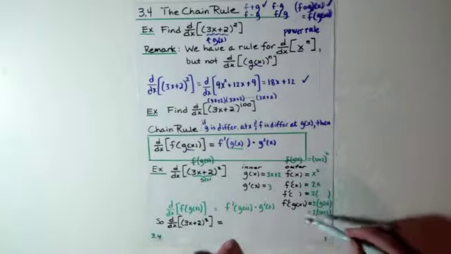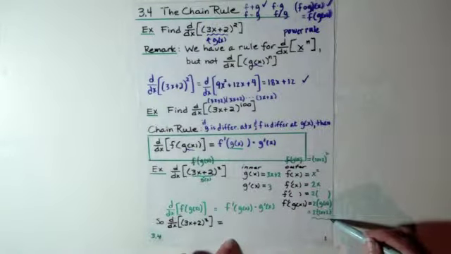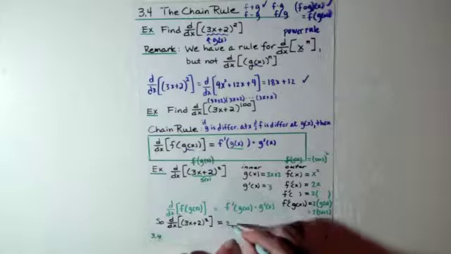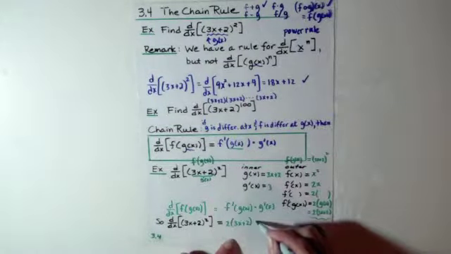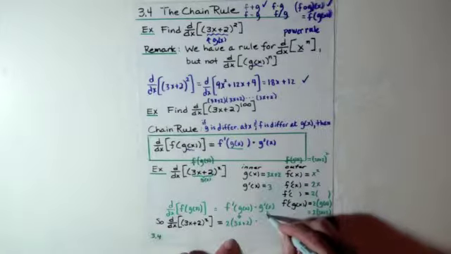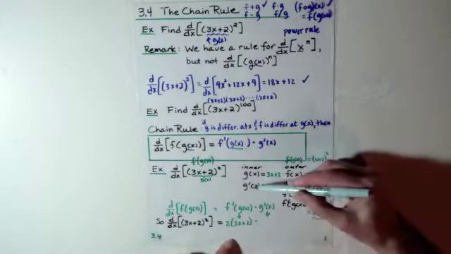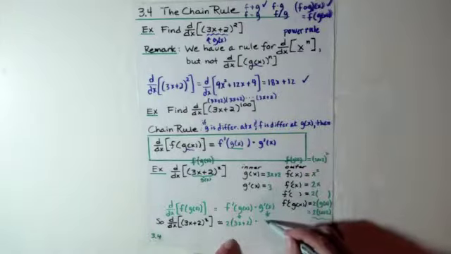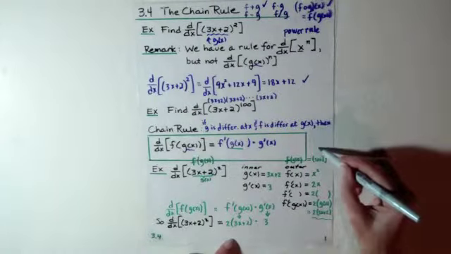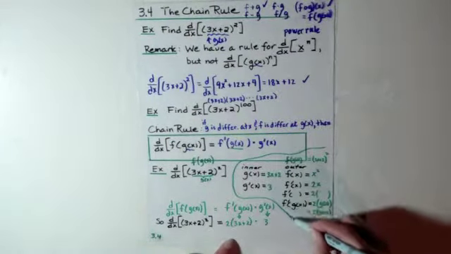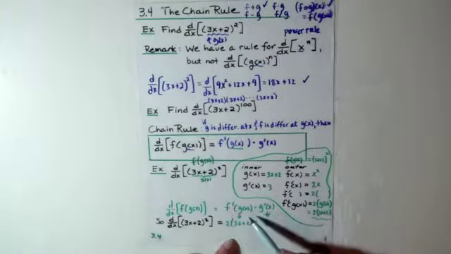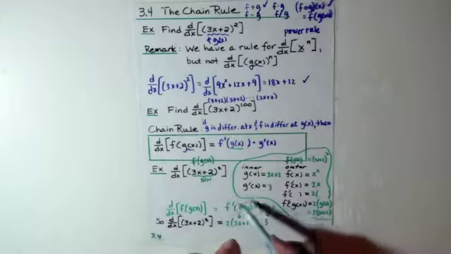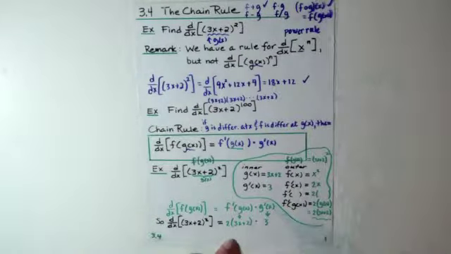F prime of g of x is what we found right here. F prime of g of x is 2 times 3x plus 2. And g prime of x we found right here. G prime we found is equal to 3. So all this stuff over here is like scratch work that we did on the side so that we could fill in f prime of g of x and g prime of x, the two factors that appear in the chain rule. Well, is this even the right answer?